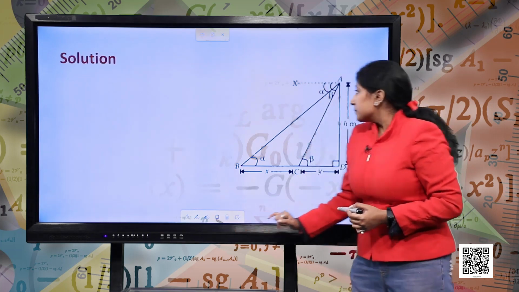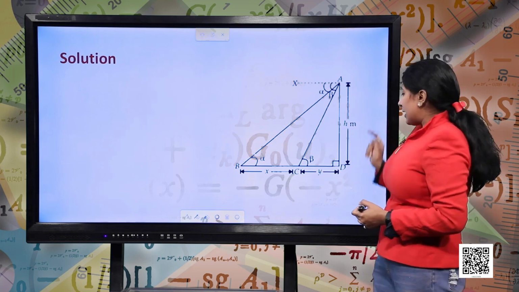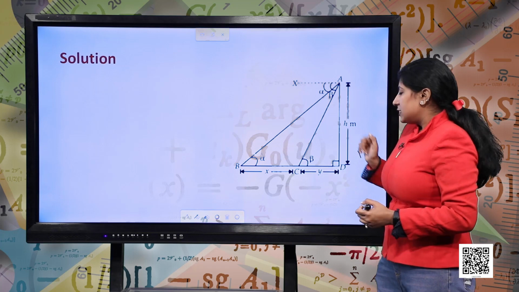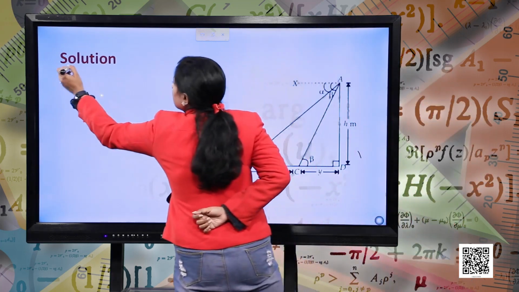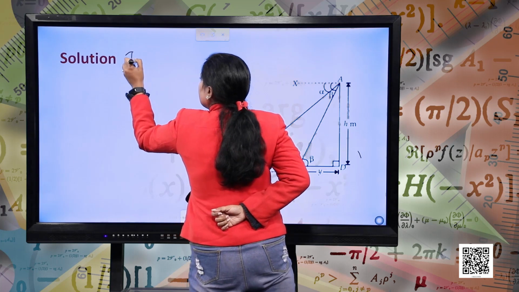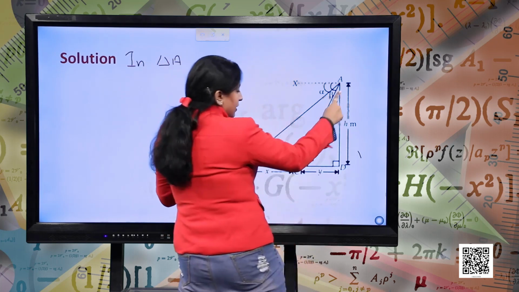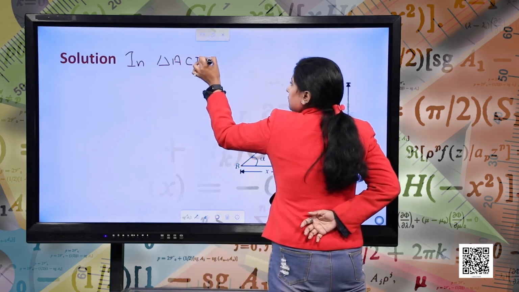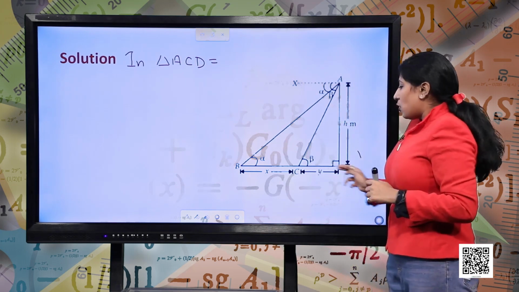See, first of all, you see there are two triangles, triangle ACD and triangle ABD. So I'm taking this triangle ACD. So in triangle ACD, perpendicular upon base is tan theta. So h upon y.